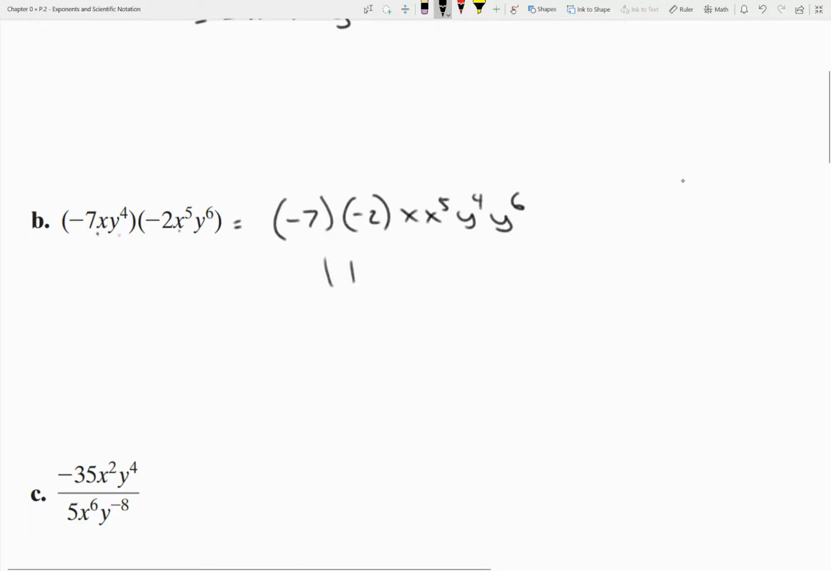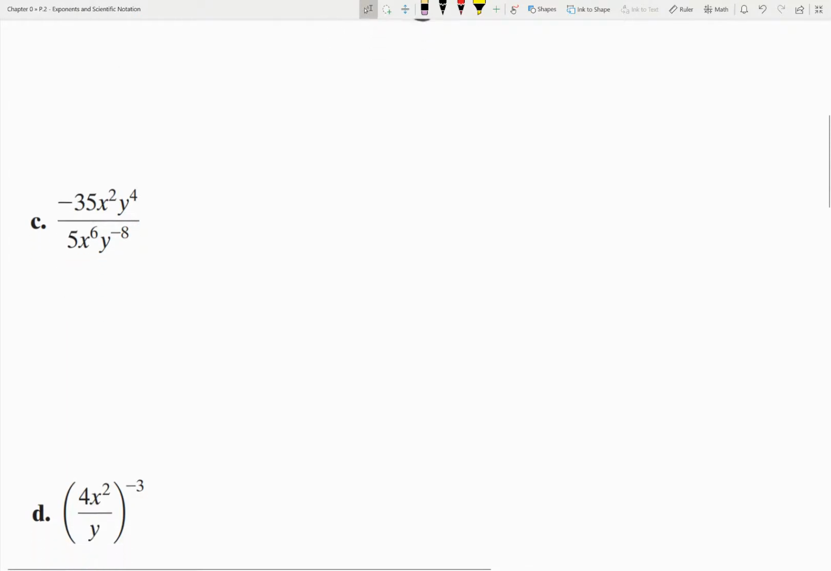That turns into a +14 x, first power and fifth power. I would add those exponents together, and I would add the exponents of the y together as well. So I would get +14 x to the 6th. Again, that is simplified, and I know by going through all my rules.